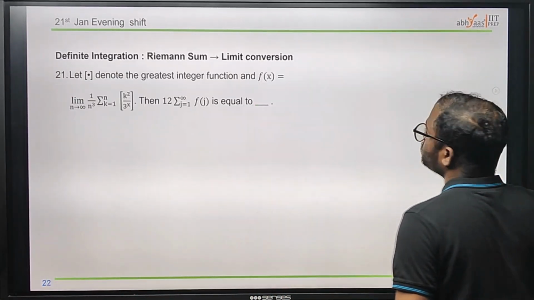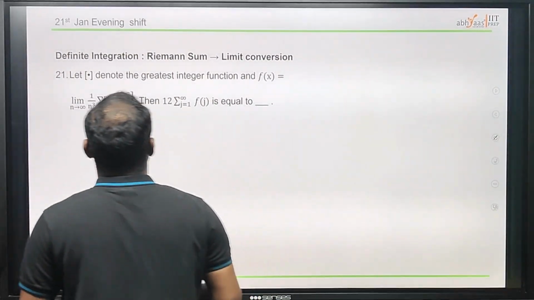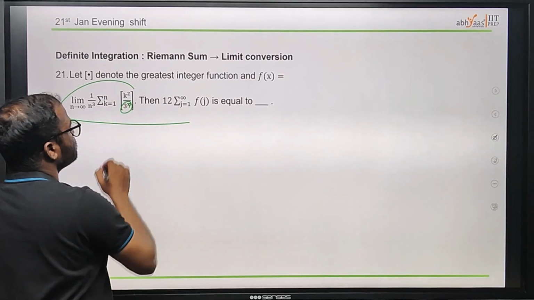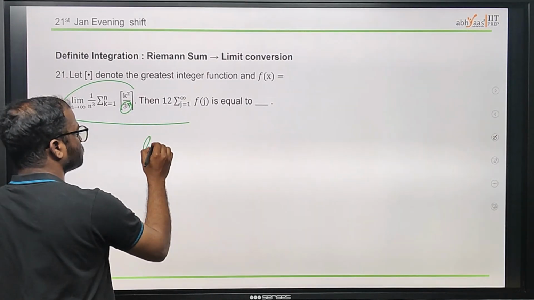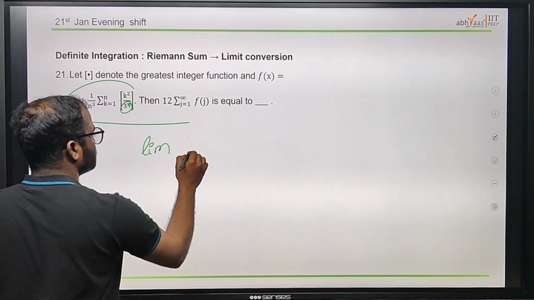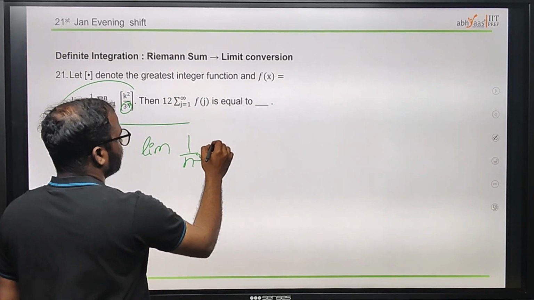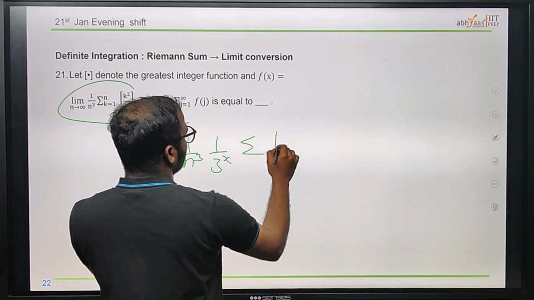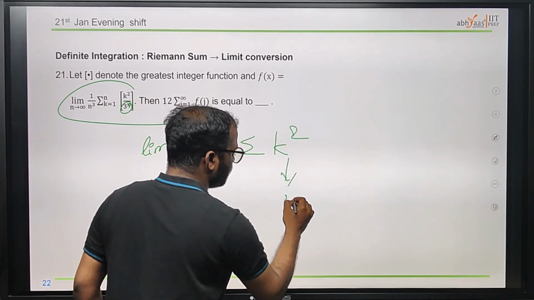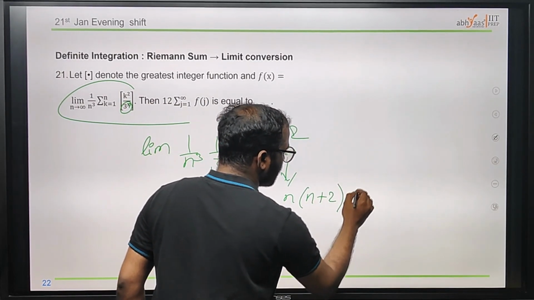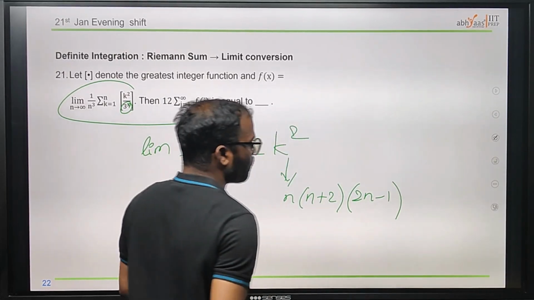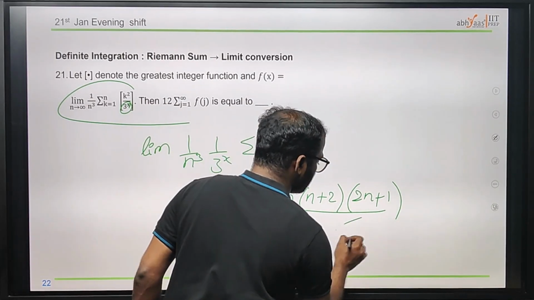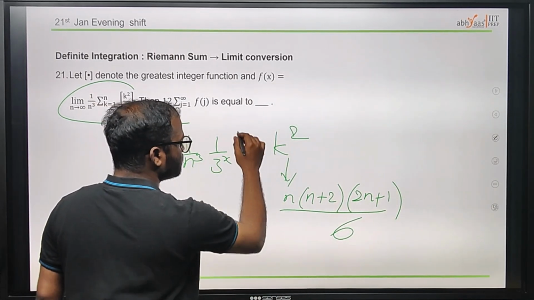Now coming to the next question, in section B we have a simple question. If you see here, we have a 3x which is not in terms of k, therefore limit as n tends to infinity, we just take it outside, 1 by n cube and 1 by 3x. Now we have summation k square. We know we can write it as n into n plus 1 and 2n plus 1, divided by 6, which will be our summation here.